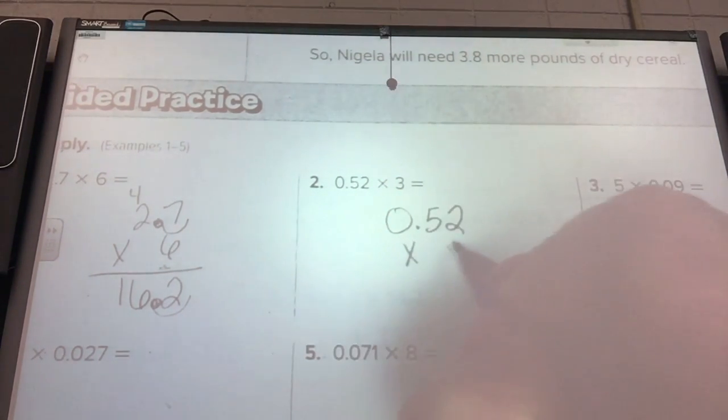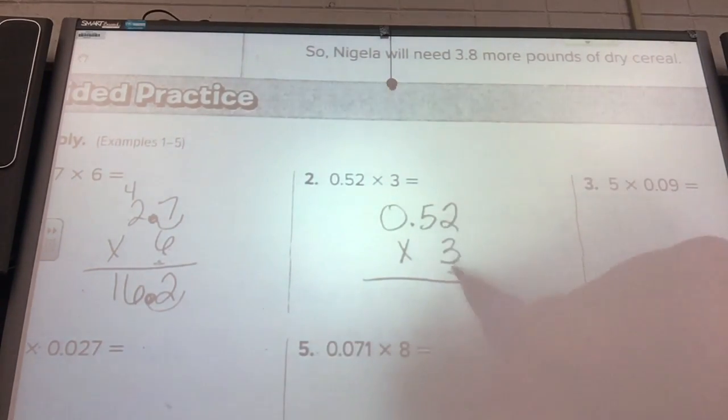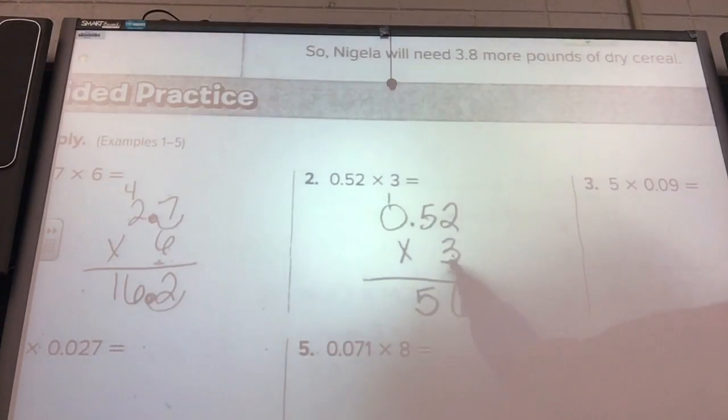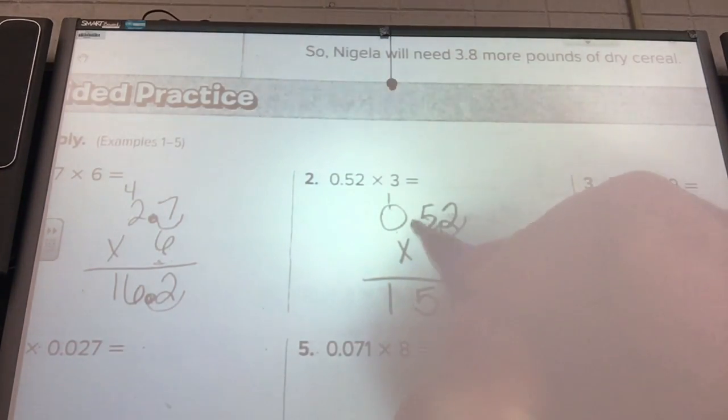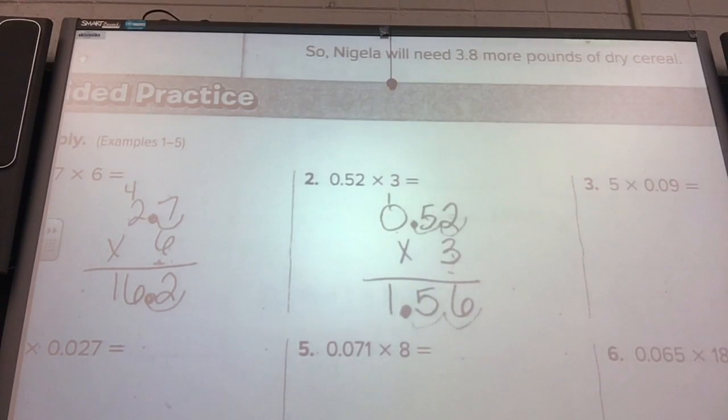All right, 0.52 times 3. Multiplying the 1s times 1s, 10s, and 100s. 1s times 1s, 3 times 2 is 6. 3 times 5 is 15. The 5 is going to go down because that 1 goes over in the next column. 3 times 0 is 0, plus 1 is 1. We're not done. Got to go over 1, 2 this time. 1.56. Remember, however many decimal places you move on the top, you got to do the same on the bottom.